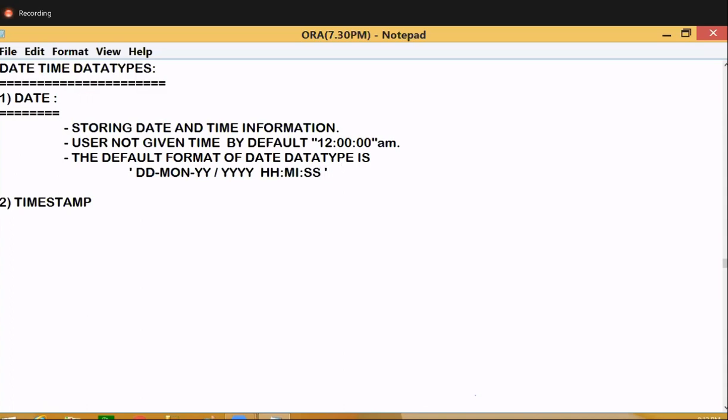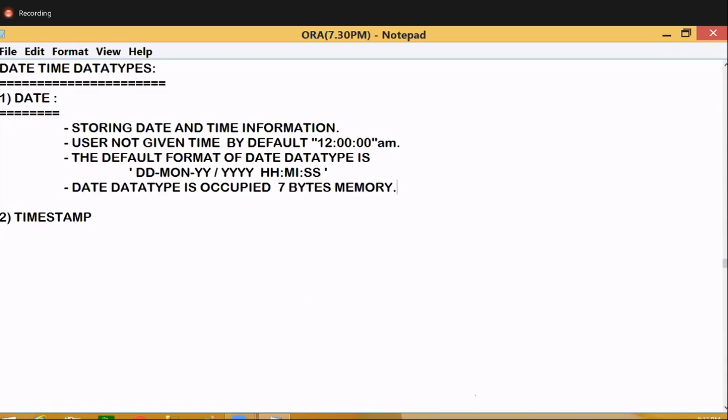But as per this format, how much memory does the date data type occupy? A total of 7 bytes of memory is occupied. How is 7 bytes of memory occupied? Let me explain here. So this is our expression.